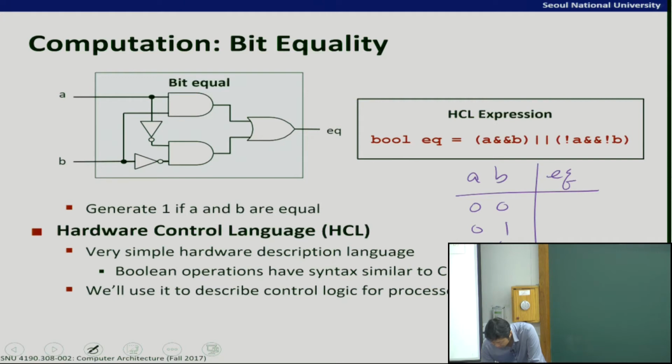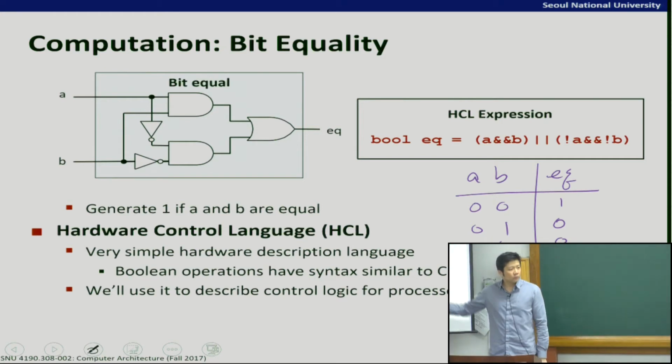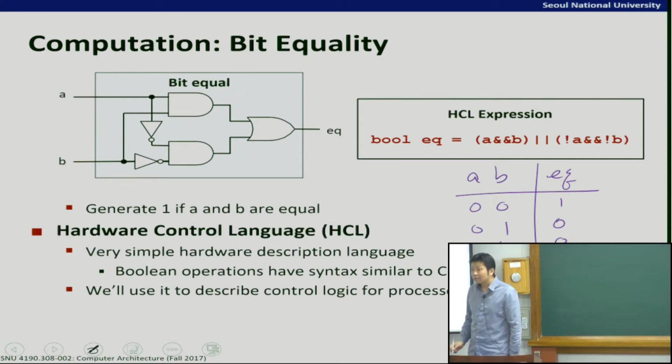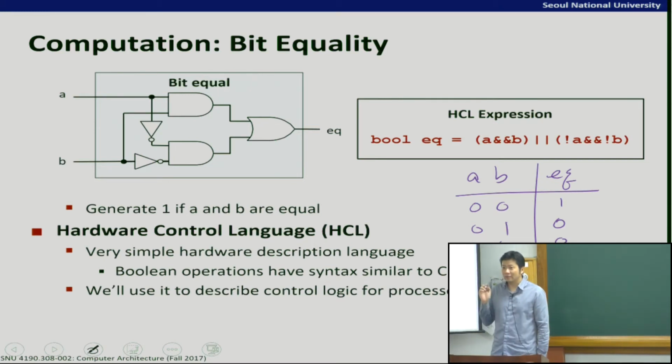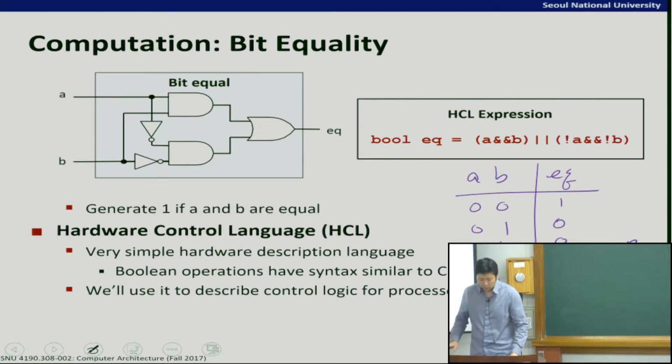The output will be 1 in these 2 cases. In the other cases, this one is 0. Can anyone recall what this function is called? XNOR. Not XOR, XNOR, right? So this is called XNOR. That's the reason why XNOR is also called the equality function. If they are equal, then the output is 1.